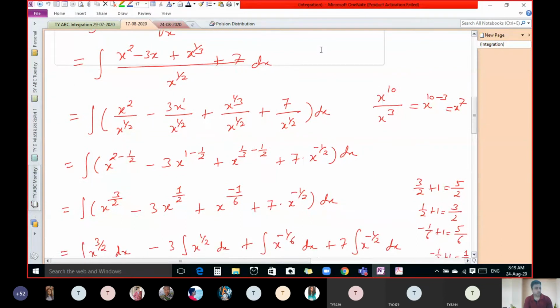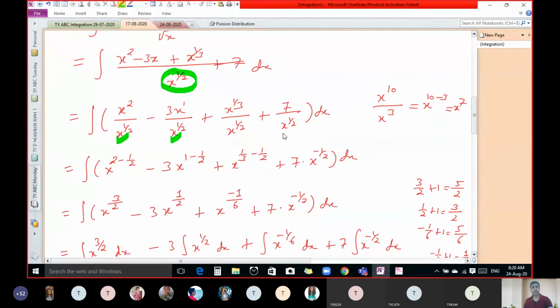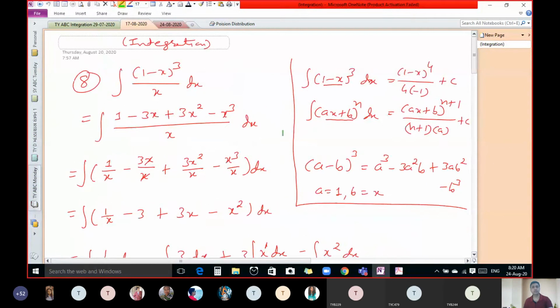Here, divide each term by x raised to 1 by 2. So x square upon x raised to 1 by 2, 3x upon x raised to 1 by 2, x raised to 1 by 3 upon x raised to 1 by 2, 7 upon x raised to 1 by 2. So dividing each term by x raised to 1 by 2, we get like this.